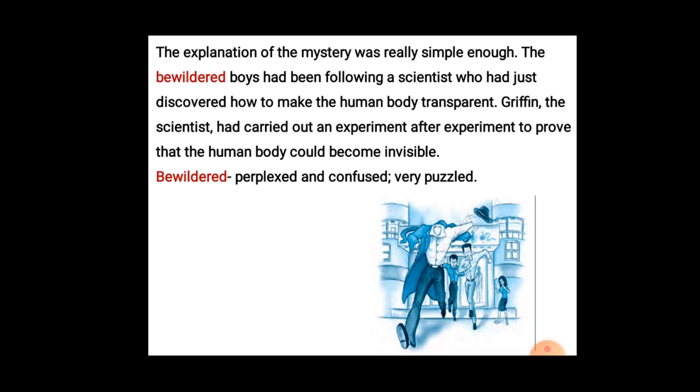The explanation of the mystery was really simple enough. The bewildered boys had been following a scientist who had just discovered how to make the human body transparent. Transparent, that means you can look through it. Griffin, the scientist, had carried out experiment after experiment to prove that the human body could become invisible.